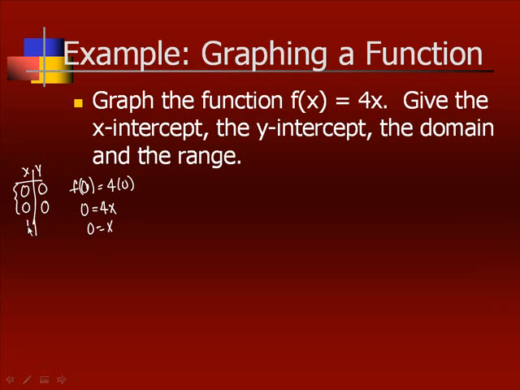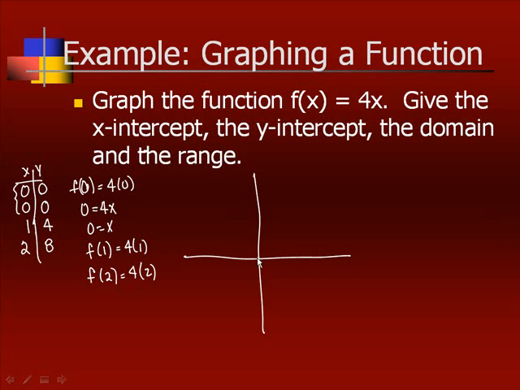Now we need a couple more points. So if we let x be 1, then f of 1 is 4 times 1, so f of 1 is 4. Let's pick another point. Let's pick 2. f of 2 means 4 times 2, which is 8. That gives us plenty of ordered pairs. If we had 0, 0, and 1, 4, we would have an idea what that line looked like.